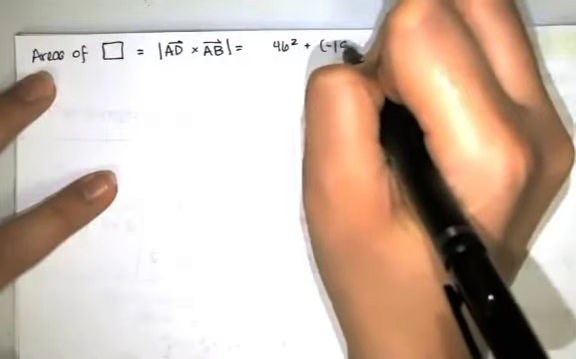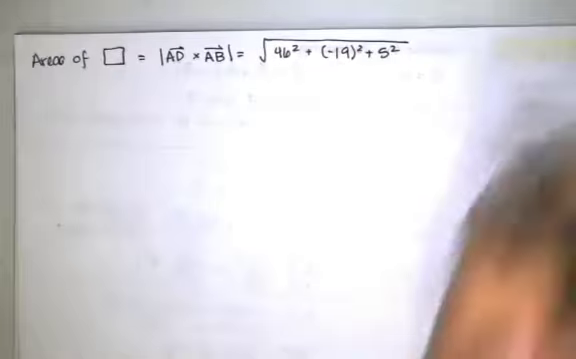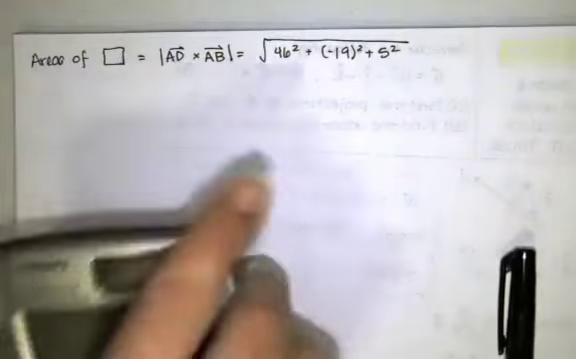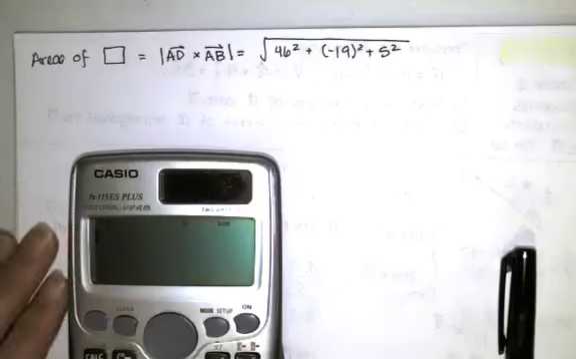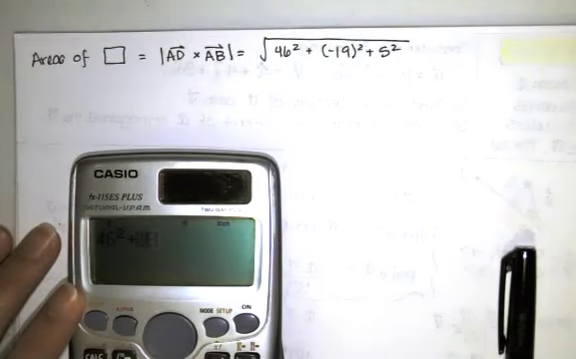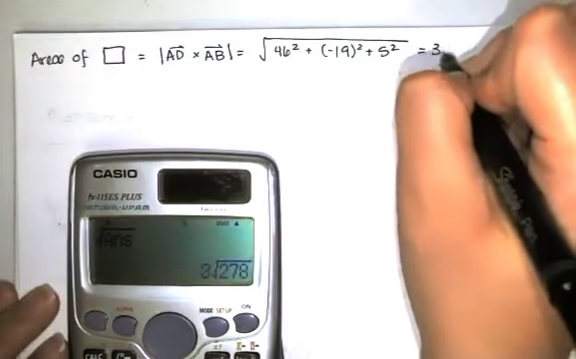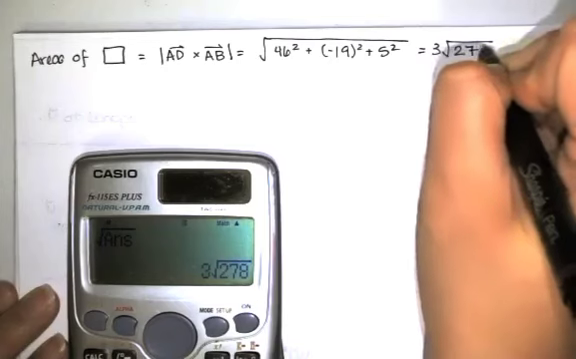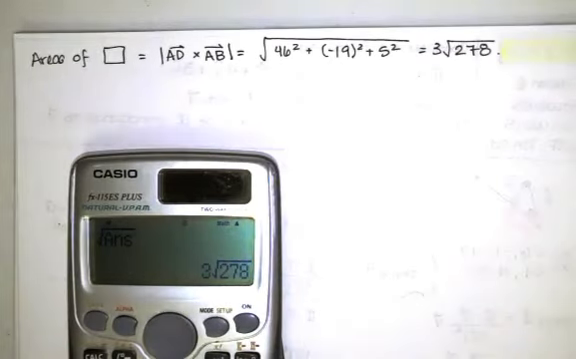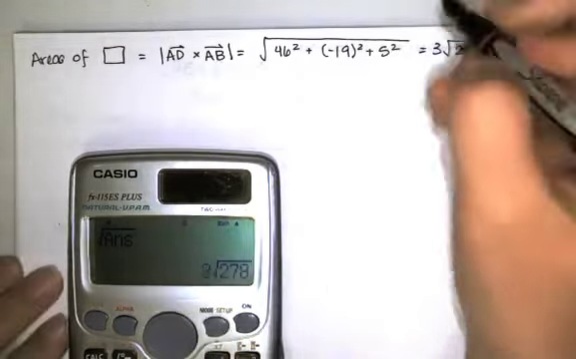So our components were 46, negative 19, and 5. So that's our area. And I'll just use a calculator for the arithmetic. 46 squared plus 19 squared plus 5 squared. The square root of the answer is equal to 3 times the square root of 278. And that's my exact answer.